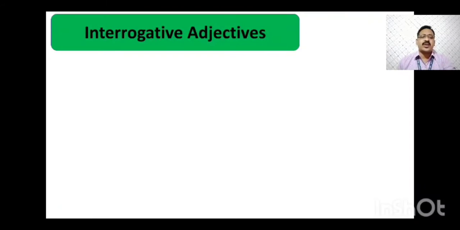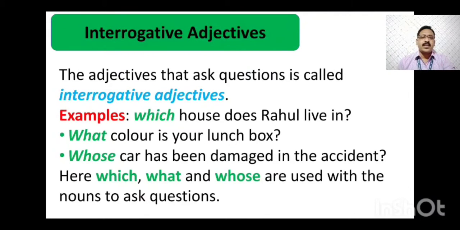Now comes the interrogative adjective. The adjective that asks a question is called an interrogative adjective. It is a normal thing; from the adjective itself you can know it is interrogative. Interrogative means asking a question. How? Which house does Rahul live in? What color is your lunch box? Whose car has been damaged in the accident?